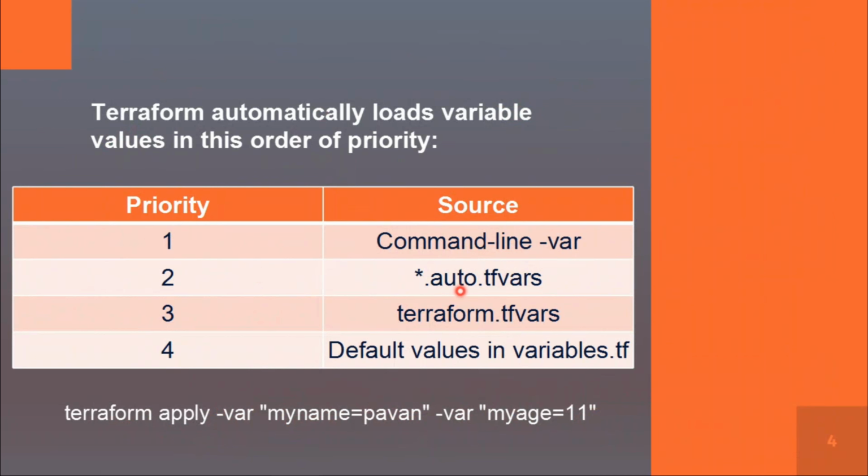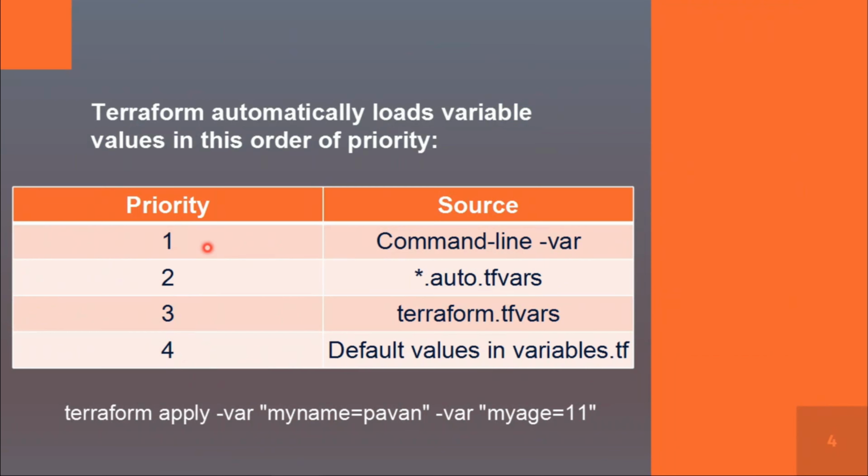Next is auto.tfvars. By default, these auto.tfvars variables will be loaded and taken as the second priority variable declaration method. The third declaration is terraform.tfvars, which will have the third priority. If nothing is there, variables.tf values will be printed, and it has the least priority. This is the order of precedence, one by one, based upon the declaration.